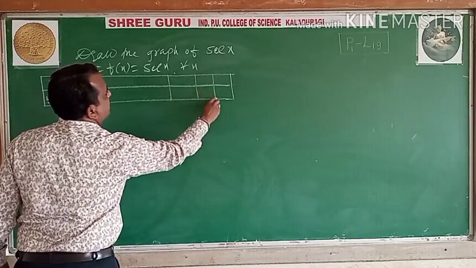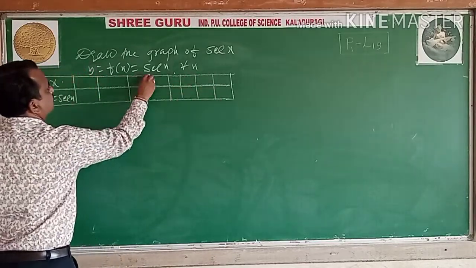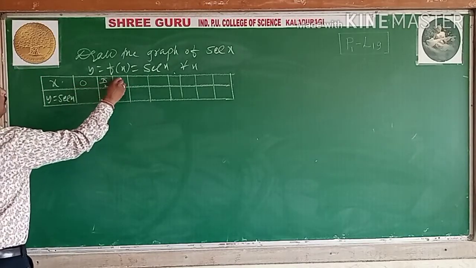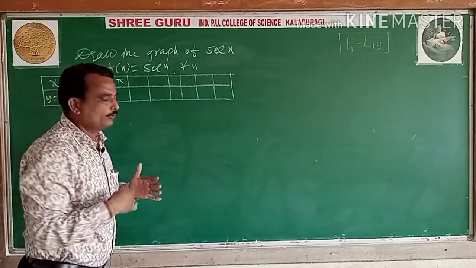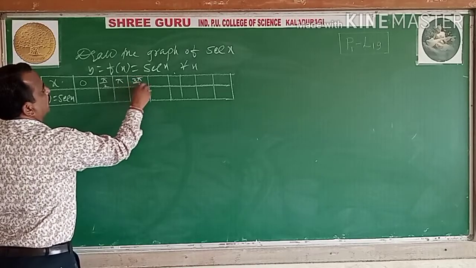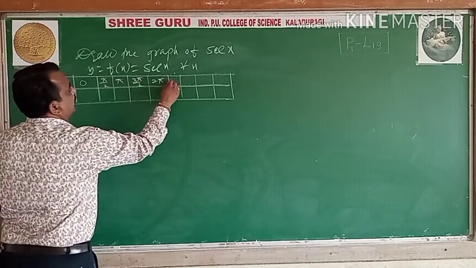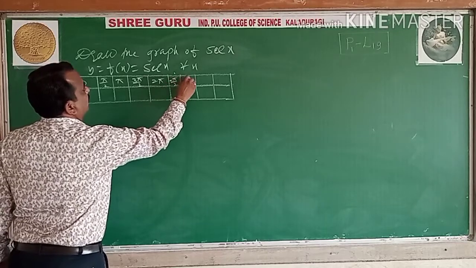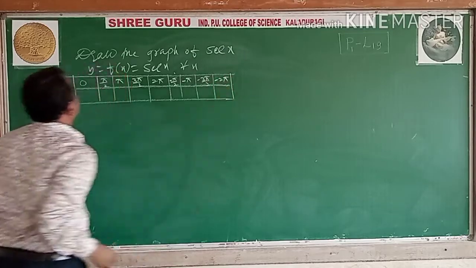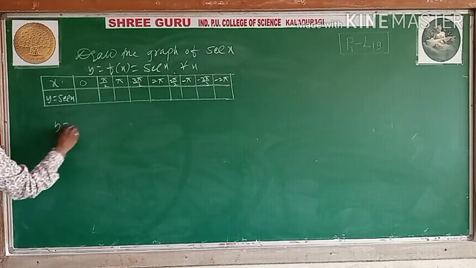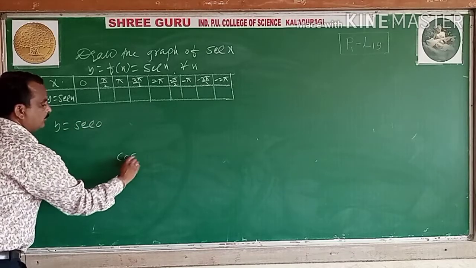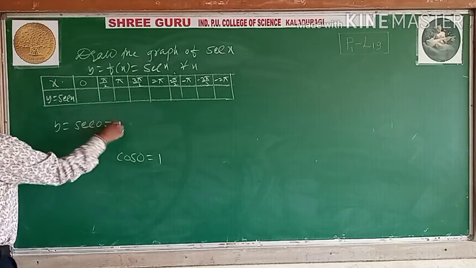See, zero, the same intervals, whatever you are taking: 0, pi by 2, pi, 3 pi by 2, 2 pi, and the negative values: minus pi by 2, minus pi, minus 3 pi by 2, minus 2 pi. Let us see y equal to sec 0. What is sec 0? See the cos 0. What is cos 0? 1. 1 by 1. It is 1.